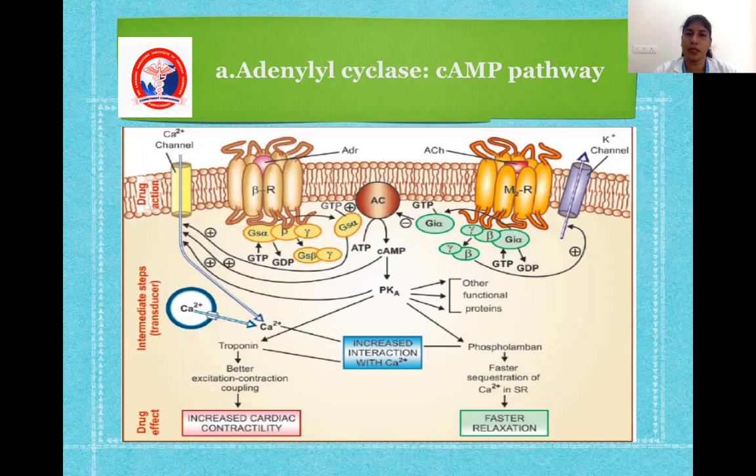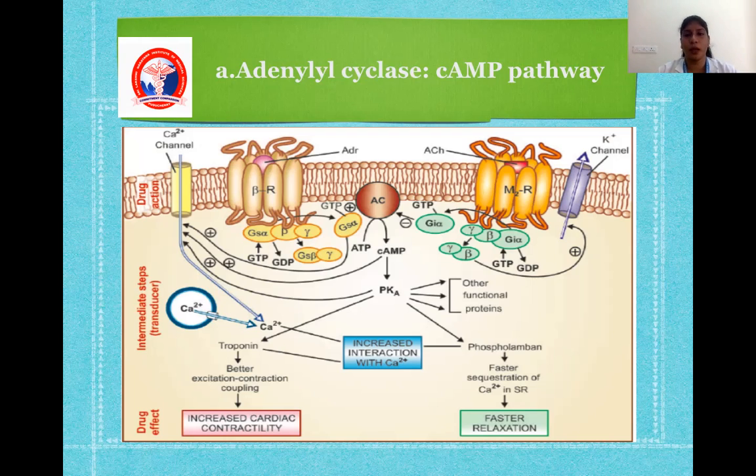So here we stimulate the adenyl cyclase enzyme. Due to the stimulation, ATP is converted into cyclic AMP. This cyclic AMP goes and activates protein kinase A, which then activates troponin and phospholamban. Due to troponin and the activation of the calcium channel, it causes faster contraction. Due to the activation of phospholamban, there is more sequestration of calcium into the sarcoplasmic reticulum, which causes relaxation. Clear? I hope everyone is clear with the GS subtype of GPCR receptor.